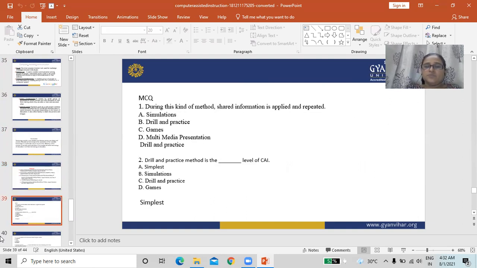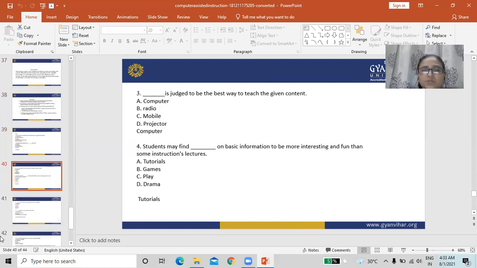Now time for MCQs. In the kind of method where shared information is applied and required: option A simulation, option B drill and practice, option C game, option D multimedia presentation. Answer is B, drill and practice. Drill and practice method is the filling the blanks level of CAI: option A simplest, option B simulation, option C drill and practice, option D game. Option A, simplest.